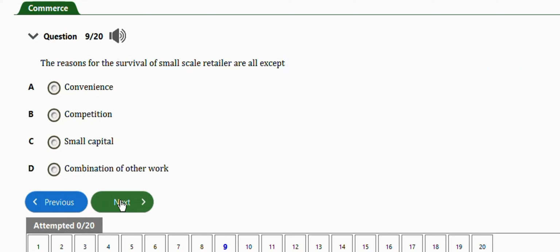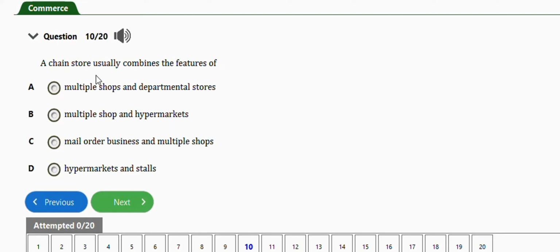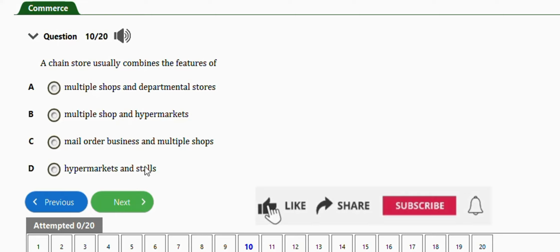Next question, it says the reasons for the survival of small scale retailers are all except. So the exception here is competition, option B. Next question, a chain store usually combines the features of multiple shops and departmental stores, multiple shop and hypermarkets, mail order business and multiple shop, hypermarkets and stores. The right answer is option A, multiple shops and departmental stores.